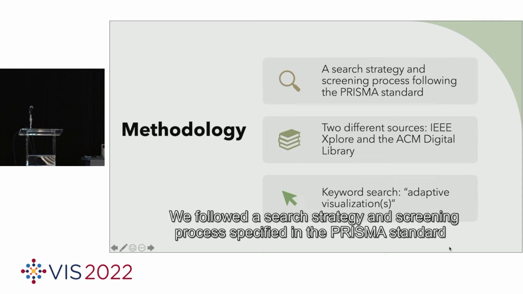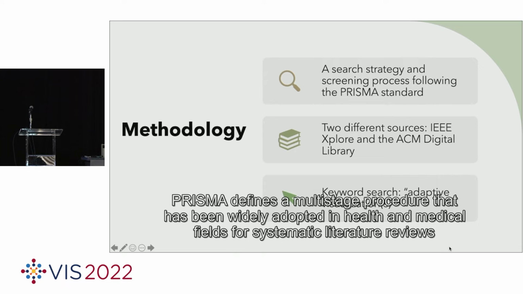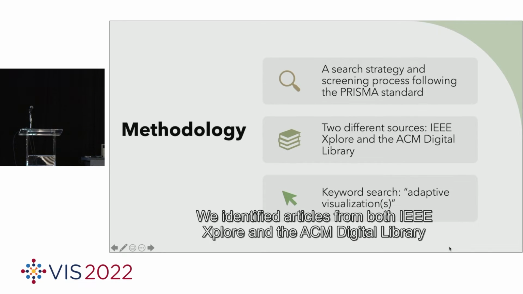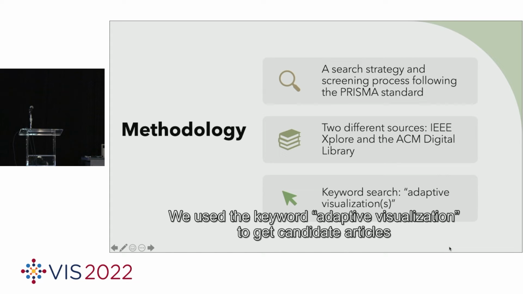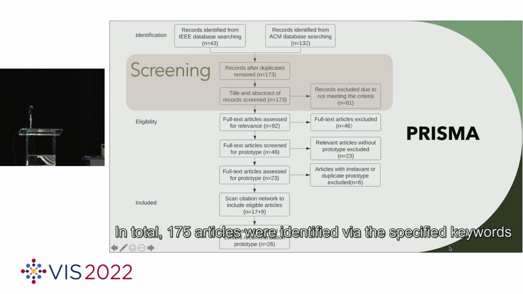We follow the search strategy and screening process specified in the PRISMA standard. PRISMA defines a multi-stage procedure that has been widely adopted in health and medical fields for systematic literature reviews. We identified articles from both IEEE Xplore and the ACM Digital Library. We used the keyword adaptive visualization to get candidate articles. In total, 175 articles were identified via the specified keywords.